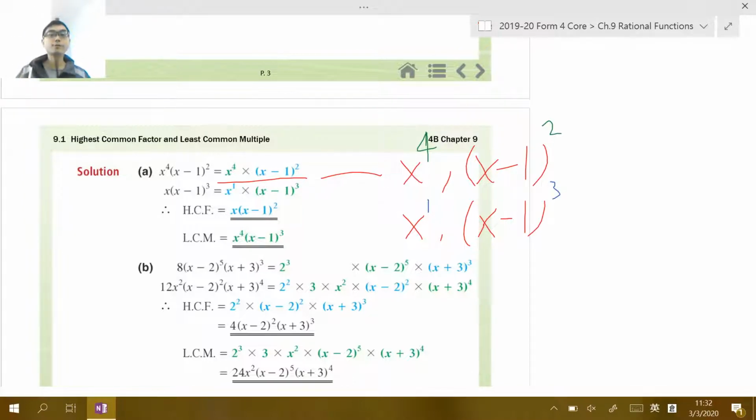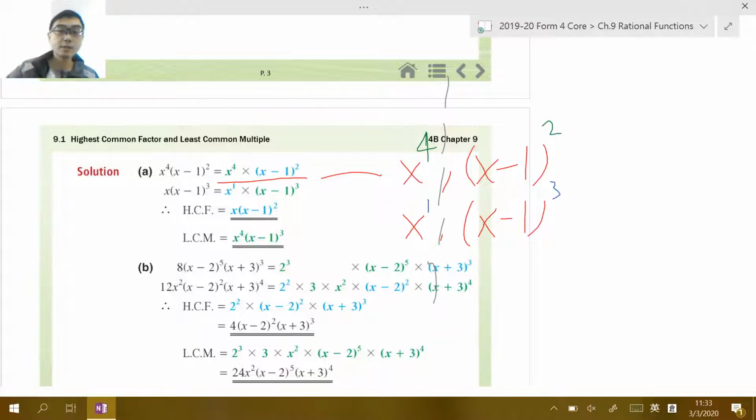In order to find the HCF and LCM of these two polynomials, we have to do it group by group. For example, we first consider the x group. You can see the x group for the first one is x to the power 4, and for the second one, x to the power 1.